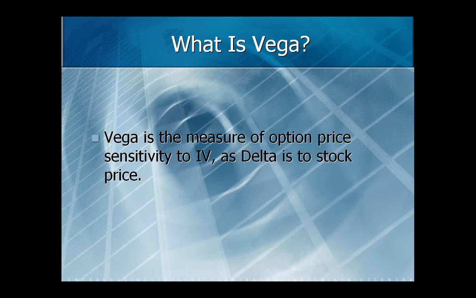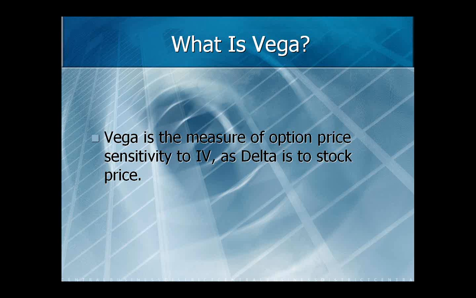Vega is the measure of option price sensitivity to implied volatility. So as implied volatility moves, your Vega tells you how much your option price is going to change for every 1 point movement on the implied volatility. Just as delta tells you how much your option price is going to change for every $1 move on the stock.